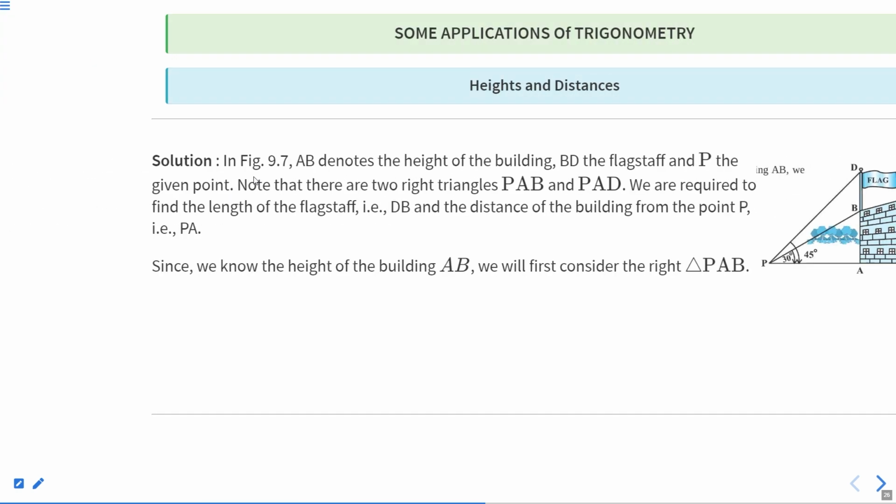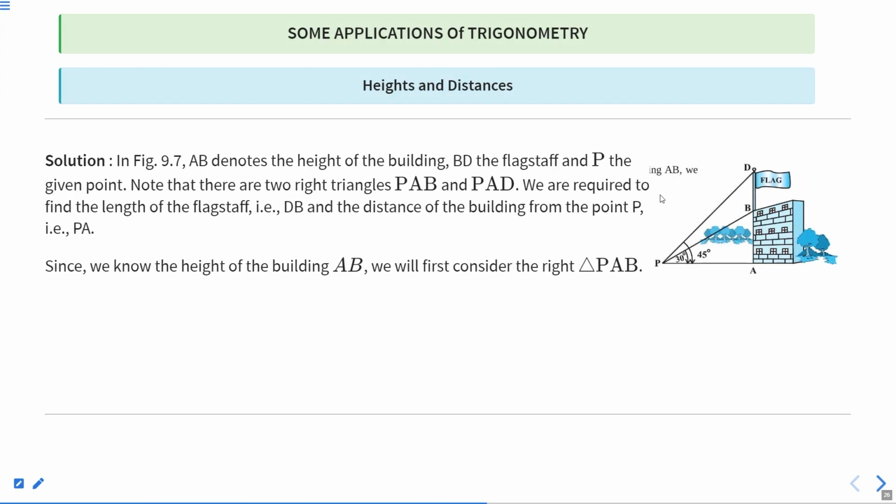So here you can see this figure. This is our building, and this is our flagstaff, and from this point it is being observed. The angle of elevation of the top of the building is given as 30 degree and the angle of elevation of the top of the flagstaff is 45 degree. Now in figure 9.7, AB denotes the height of the building, BD denotes the flagstaff, and P is the given point. Note that there are two right triangles.